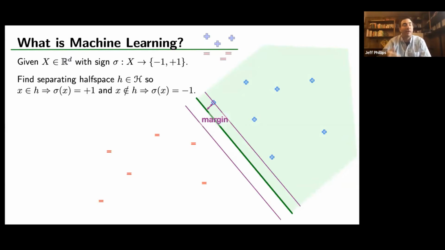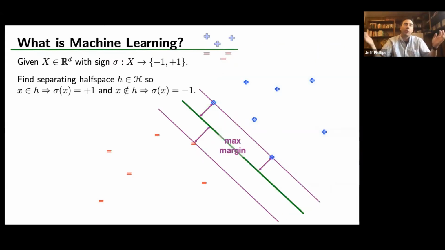How do I think about this? I can find a bunch of different half spaces in this data set. One way of thinking about it is the margin, which is the minimum distance from any of the data points to this half space. That little purple arrow there is the margin of this half space.